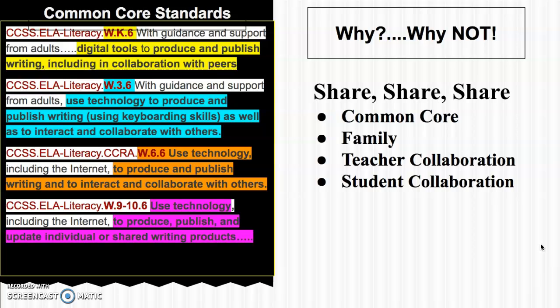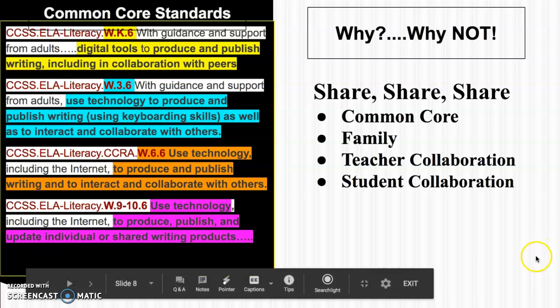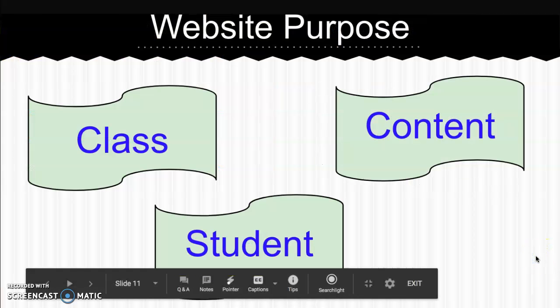You can always password protect a website and just share the password with mom, dad, grandma, grandpa, and that gives them a safe, authentic audience to share their work with. So it's a great way to meet the standards.